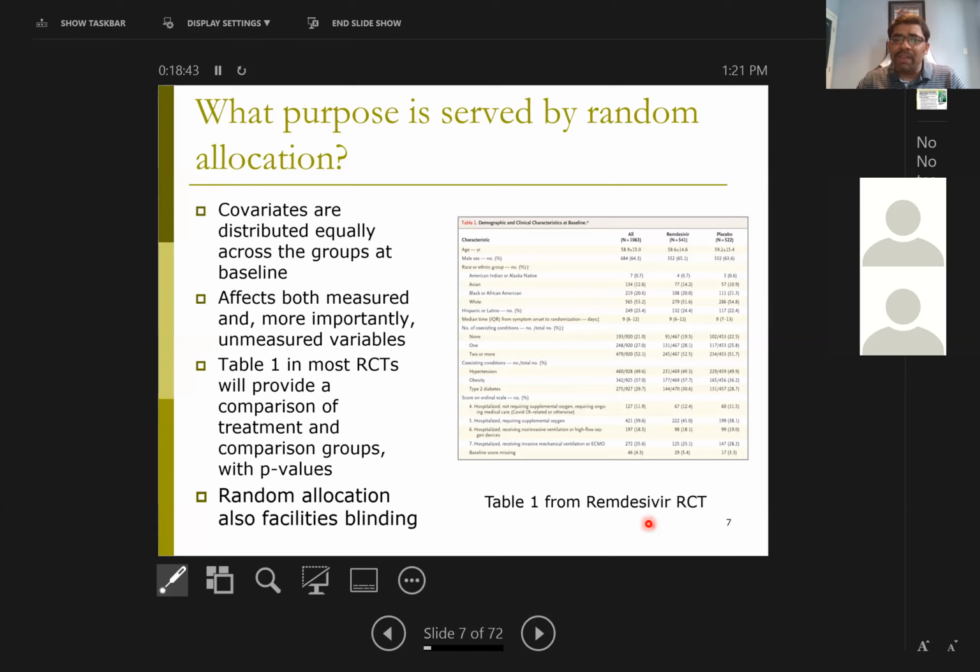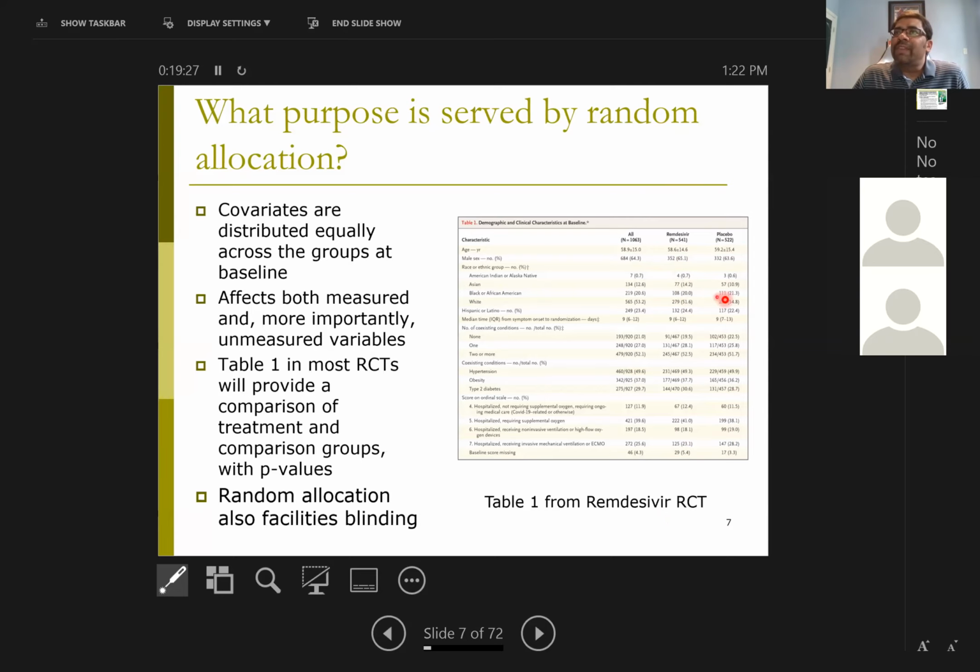So take a look at the remdesivir RCT, right? Remdesivir, 500 people, placebo, 500 plus people, right? Two arms. This allocation was done randomly. And you look at age: 58 years in the treatment group, 59 years in the placebo group. Males, 65% in the remdesivir group, 64% in the placebo group, right? Asians, 77%, 57%. Slight difference here. But otherwise, in pretty much every other variable, there is virtually no difference between the two groups. And that is what randomization produces.